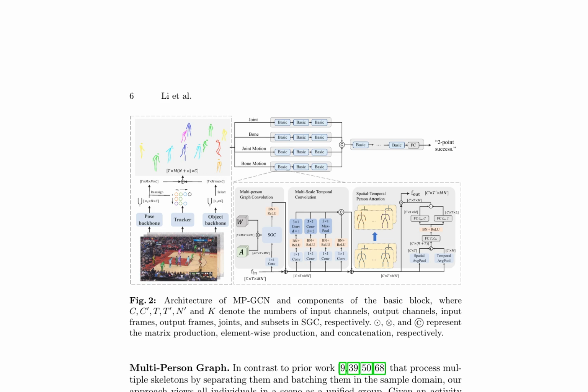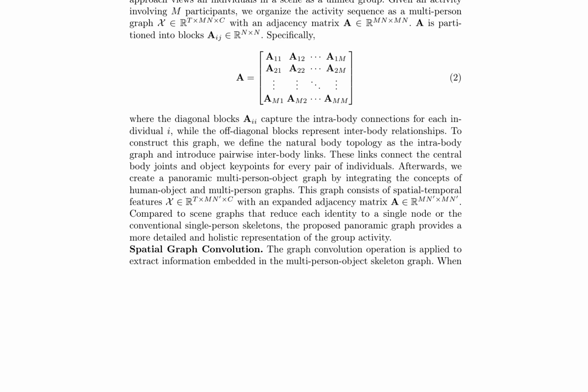The authors introduce a multi-person graph, viewing all individuals in a scene as a unified group. This graph is organized as a multi-person graph X with an adjacency matrix A, which captures intrabody connections for each individual and interbody relationships. The panoramic multi-person object graph integrates human object and multi-person graphs, providing a detailed and holistic representation of group activity. The architecture of MP-GCN is also presented, comprising basic blocks that include SGC layers and TCN layers. These layers are applied to extract information embedded in the multi-person object skeleton graph.